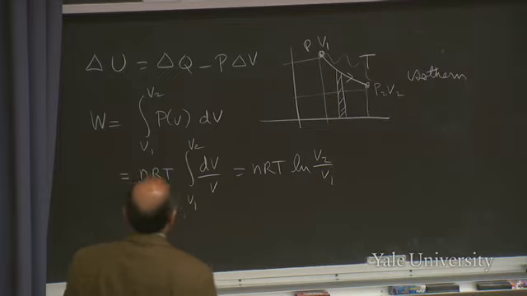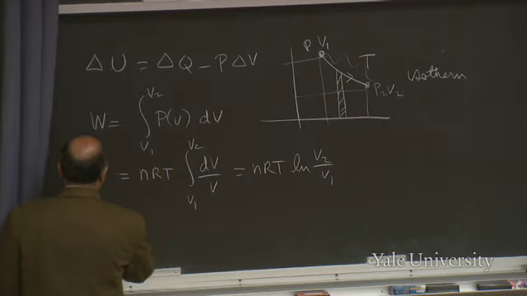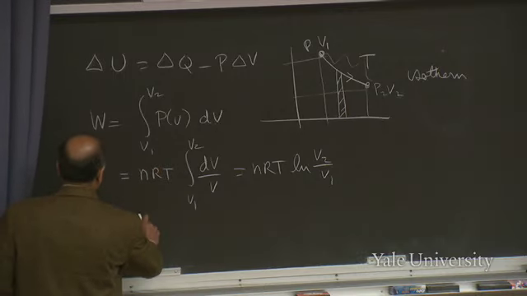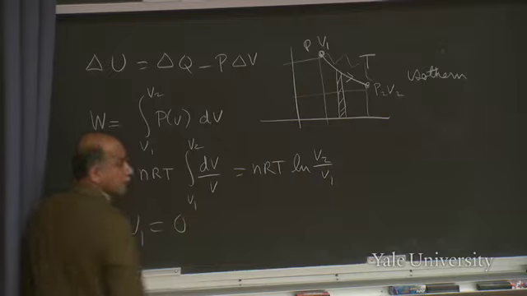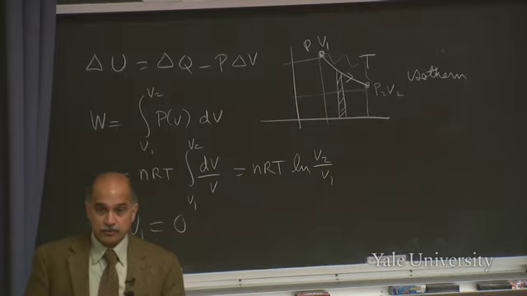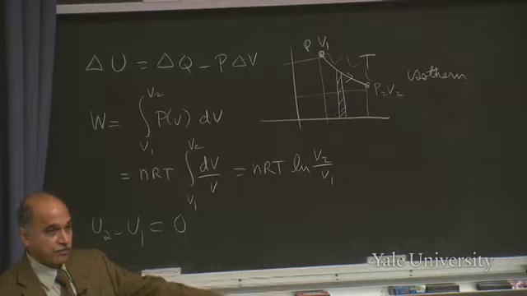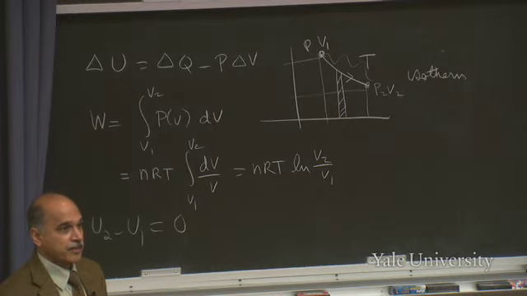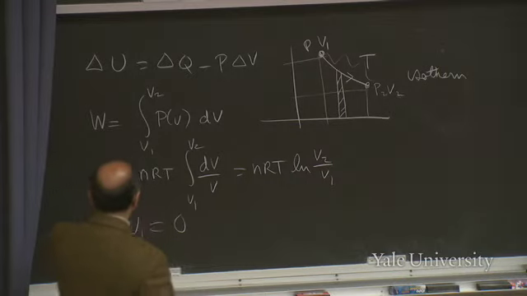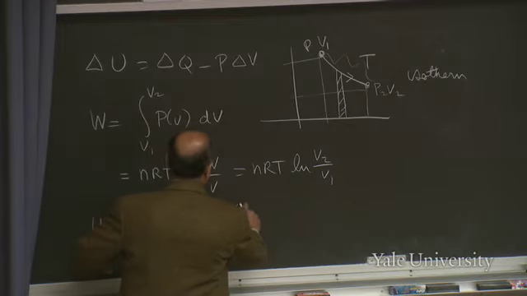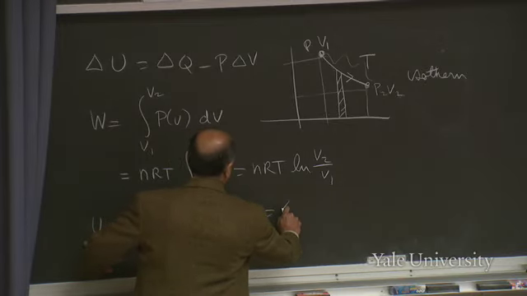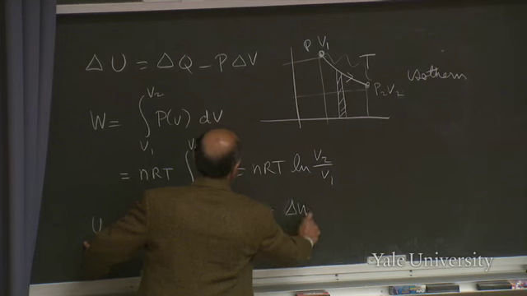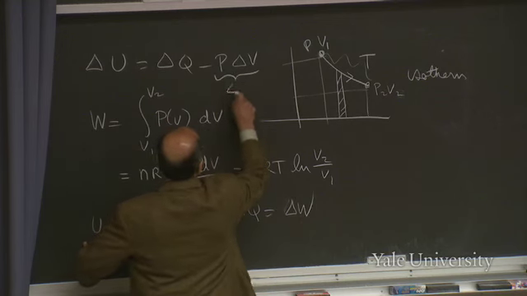If that is the work done by the gas, we can also say the following. The internal energy change is 0, right? That's the trick question I told you to watch out for. If you're going at constant temperature, you don't change the internal energy. So if the change in internal energy is 0, it follows that at every step delta Q is equal to delta W. This quantity we call delta W.